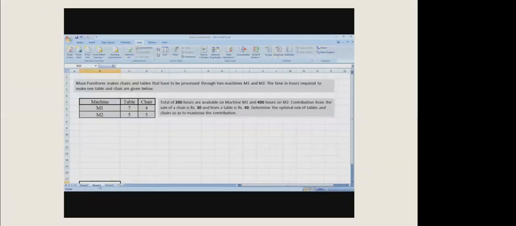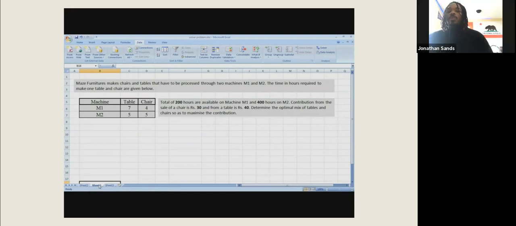Maze Furniture. They make chairs and tables that have to be processed through two machines, M1 and M2. The time in hours required to make one table and one chair are given below. A table takes 7 hours on M1 and 5 hours on M2. A chair takes 4 hours on M1 and 5 hours on M2. A total of 200 hours are available on machine M1, that's the limit, that's the capacity, and 400 hours on M2. Contribution from the sale of a chair is rupees 30 and from a table is rupees 40.